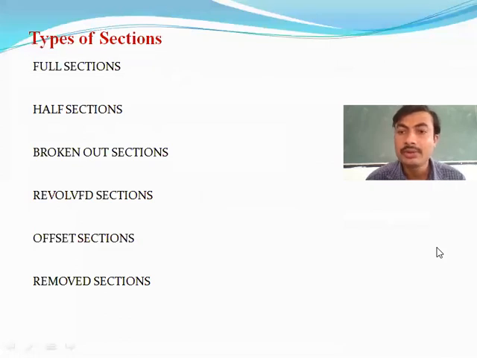Then the types of sections. Totally, there are 6 types of sections: full section, half section, broken out section, revolved section, offset section, and the last one is the removed section.